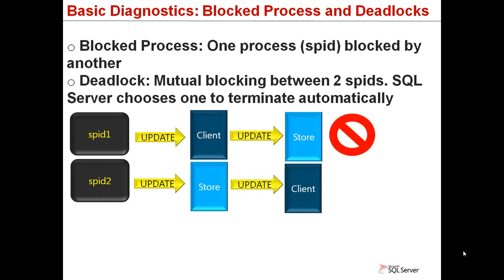And finally, the second transaction will try to update the client and it will be blocked as well. But since it is a mutual blocking situation and this one was the one who caused the mutual blocking, it will be chosen as the deadlock victim by SQL Server, which will terminate the process automatically.